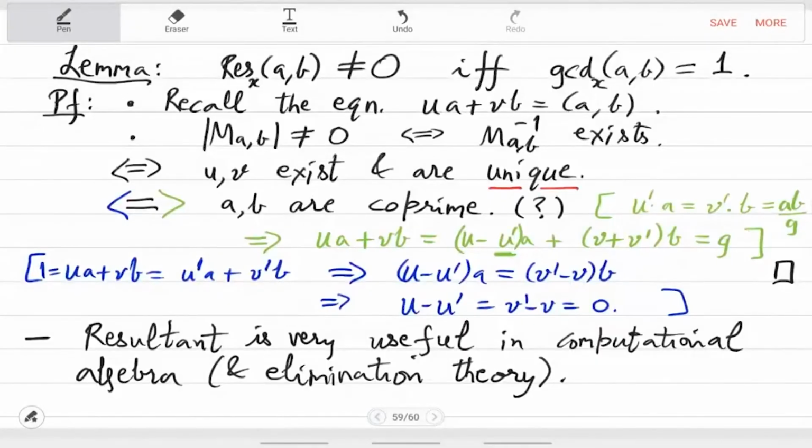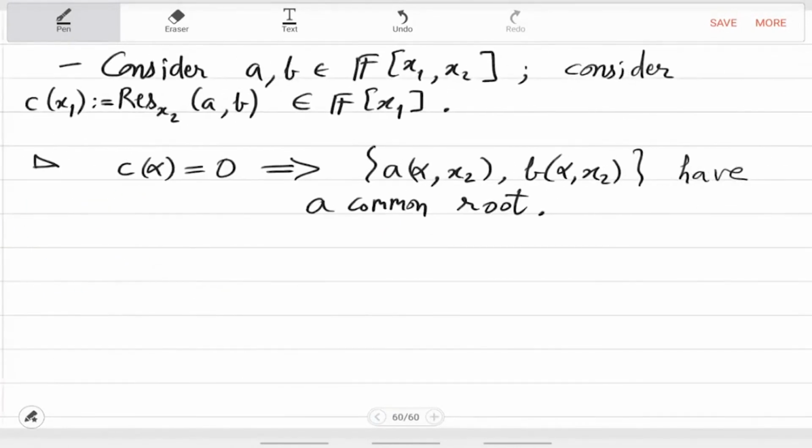No, the lemma was this. Resultant 0 means that there is a common root. So you read this lemma as: resultant is 0 if and only if the GCD is non-1, which means that there is a common root, right? So actually, if you kill the resultant, then there is a common root. So from this lemma, just by reading the lemma correctly, you can deduce this property. Okay, this is a direct corollary of that lemma.